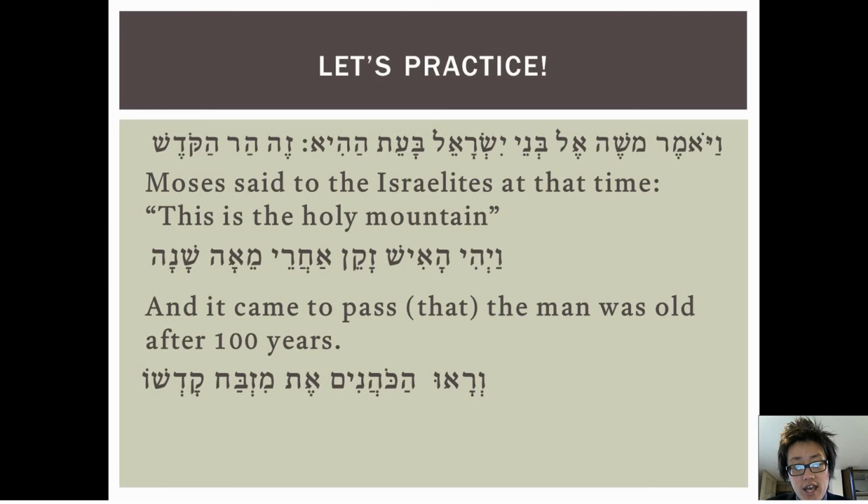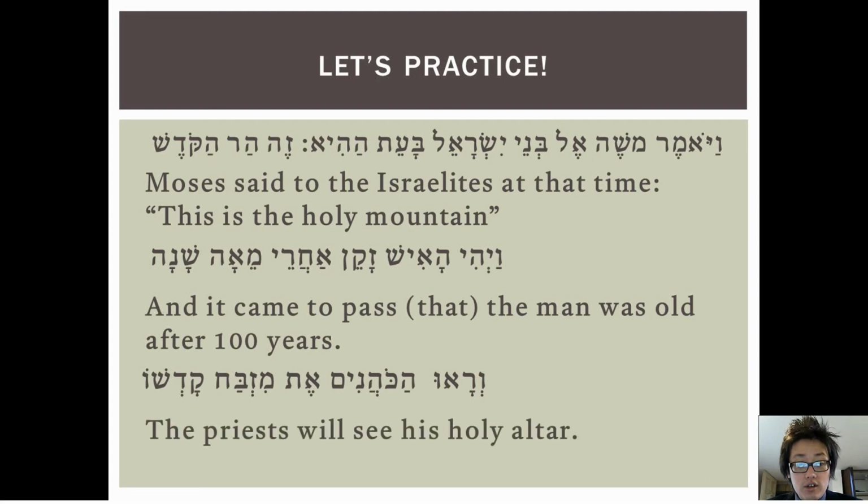So who's doing the acting? Who's the subject? Hakohanim, yes. And here we have ra'u, a third common plural perfect verb, but then we see that it has a reversing vav on it. So we have to translate, this is from ra'ah, right? The verb for seeing, that has to do with sight and seeing. The priests will see his holy altar.